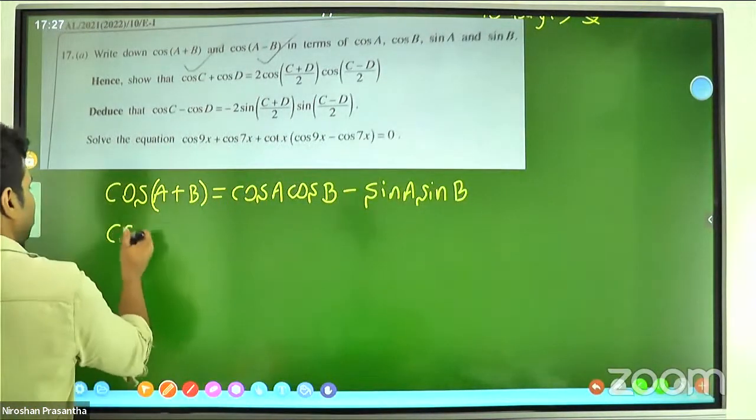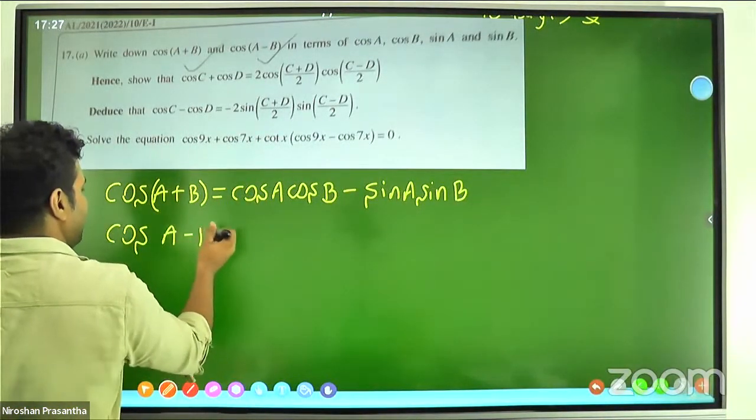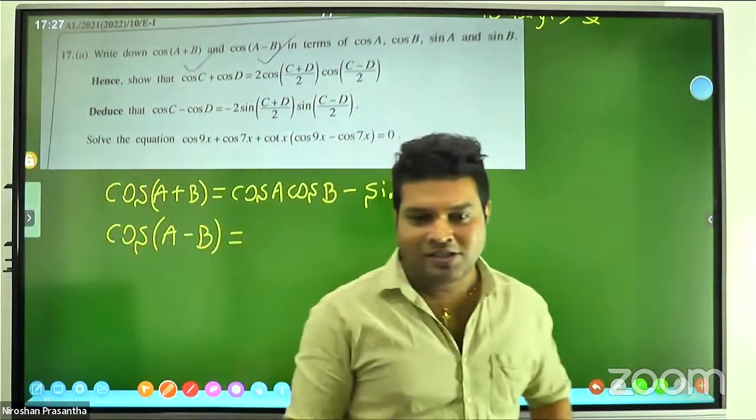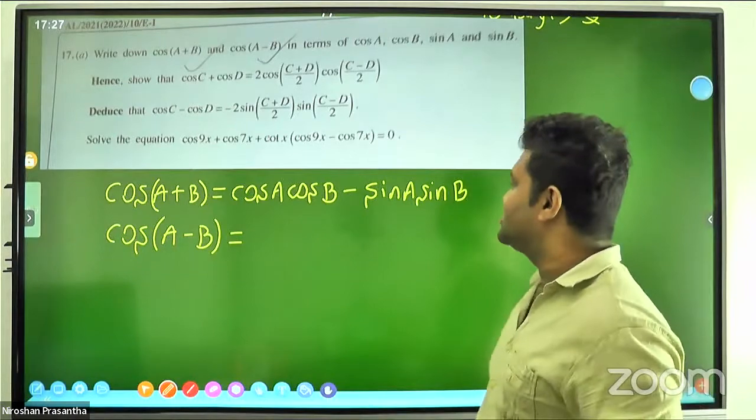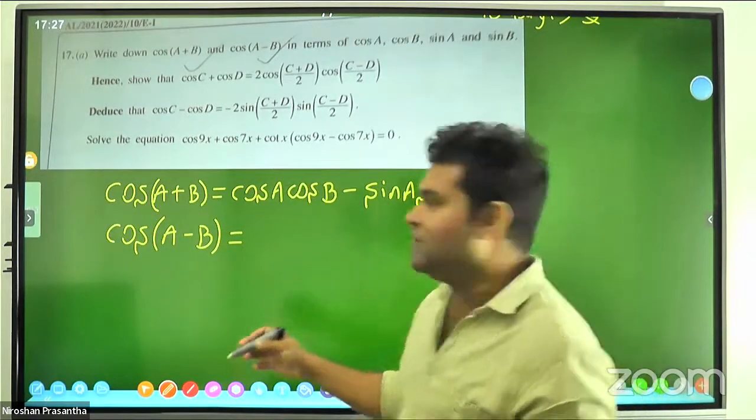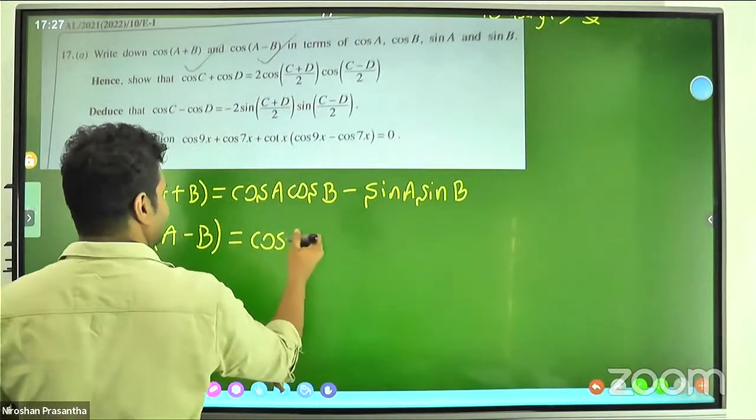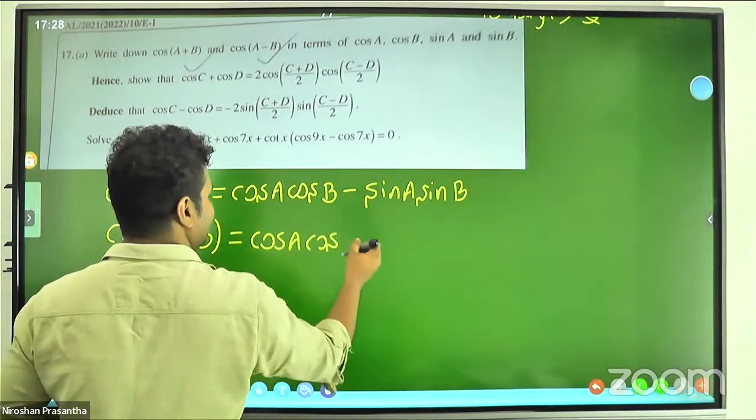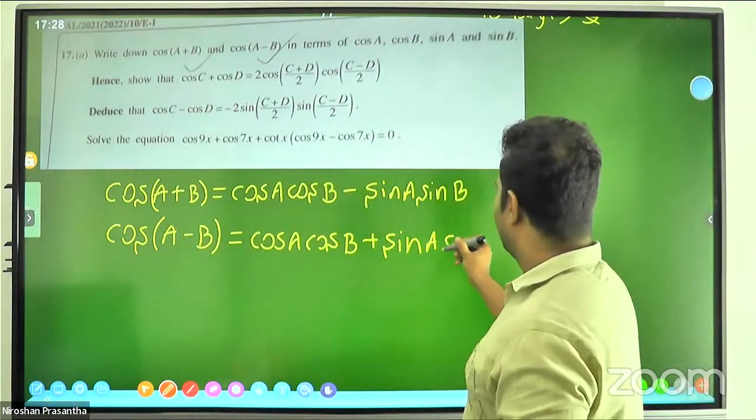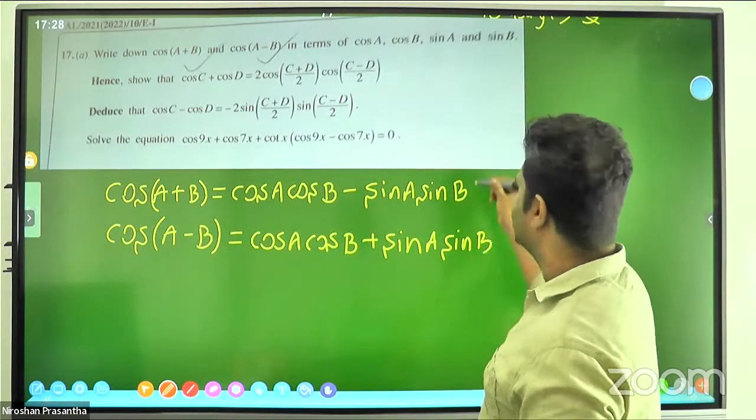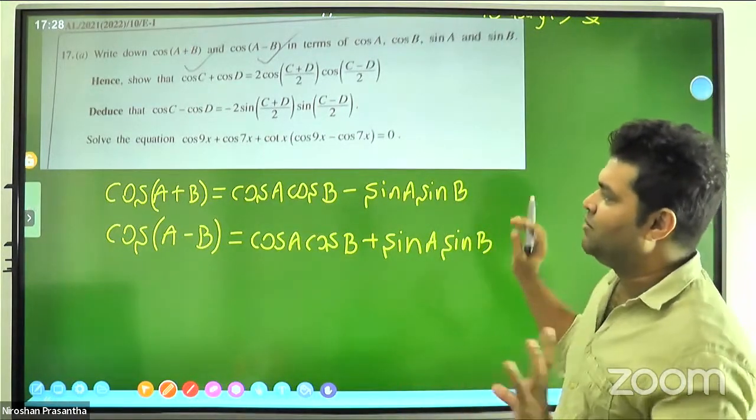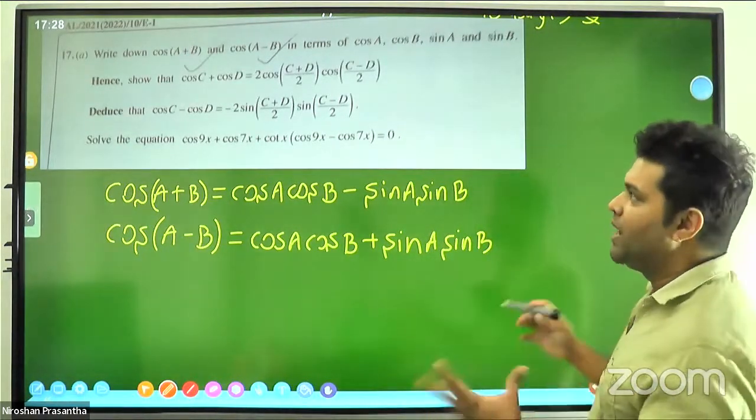Cos(A minus B). What is that? It's also cos sin sin, but the minus becomes plus and plus becomes minus. That is all that is happening. Cos A cos B plus sin A sin B. I think for the exam, there will be 5 marks, then 10 marks, for writing the formula. Right? The 150 marks we have to collect.